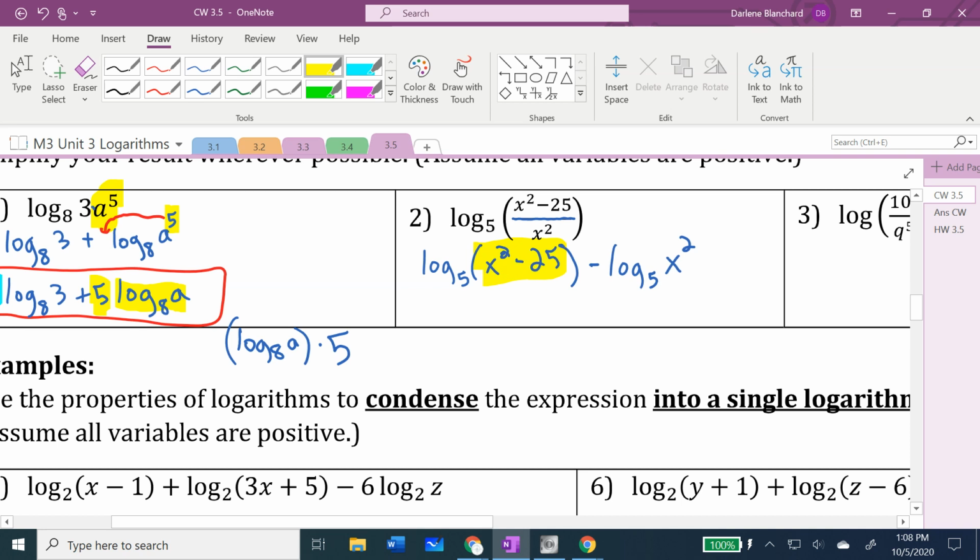What they have you doing is factoring x squared minus 25 into x. Does everyone see how it factors? So it's x plus 5 times x minus 5 in that logarithm. And right now I'm just making one change at a time.